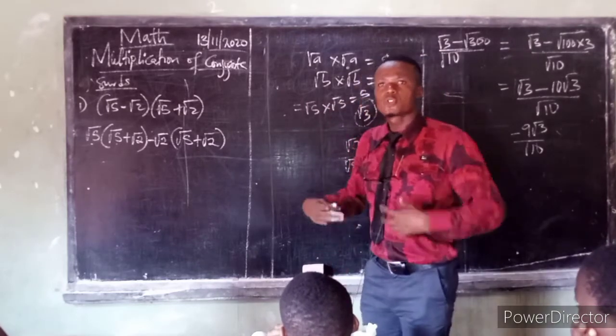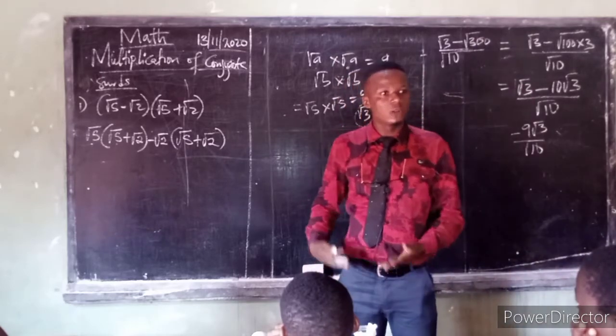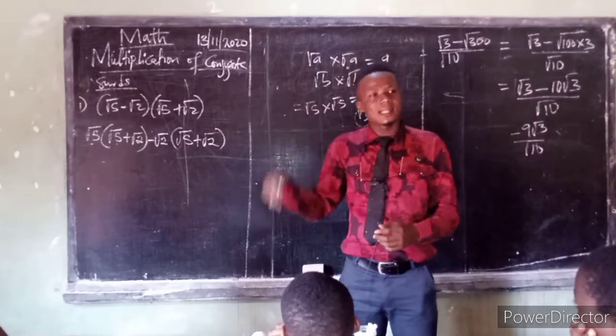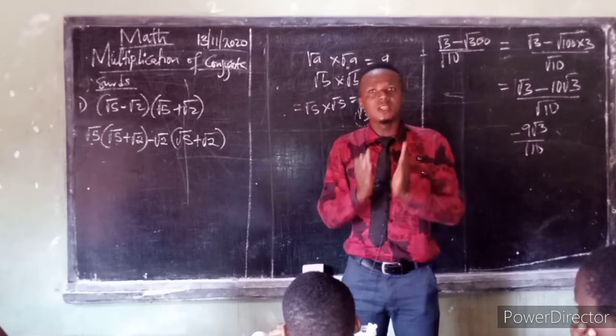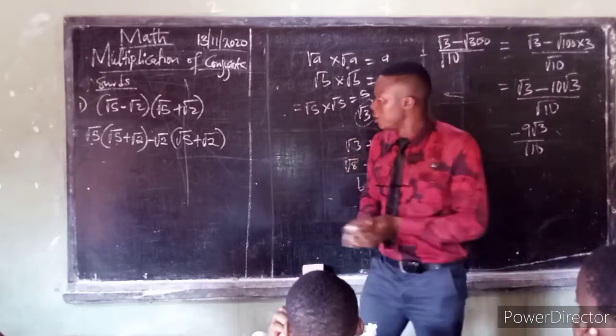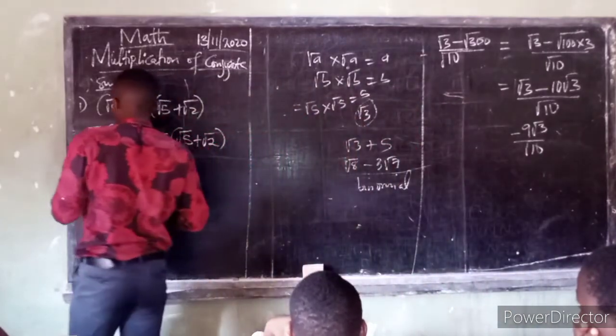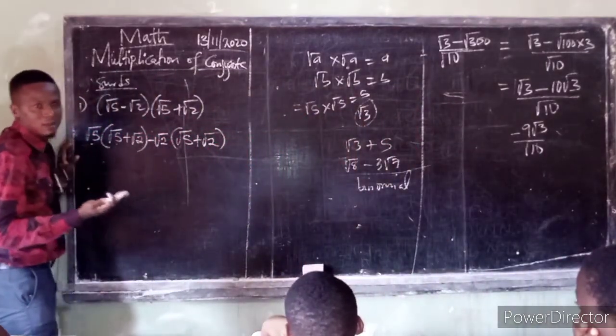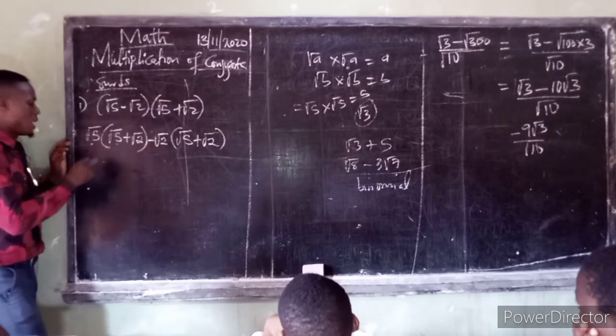5. Surd 7 times surd 7, the answer is what? 7. Because 7 times 7 is what? 49. And the square root of 49 will also give you what? 7. Do you understand it now? Okay, so don't waste your time writing square root of 25 because it's a waste of time, even though it's not wrong.